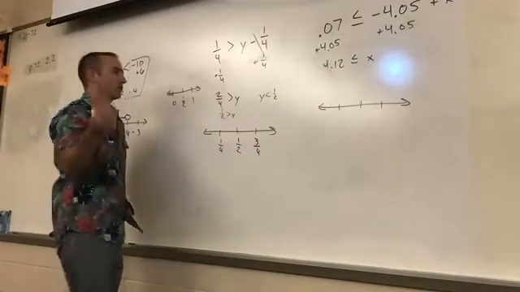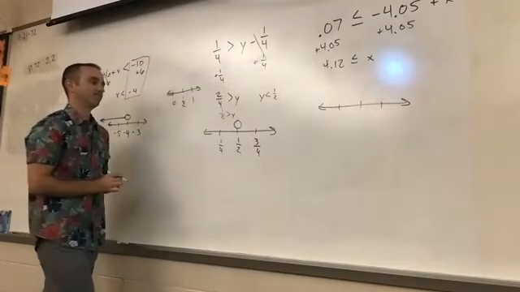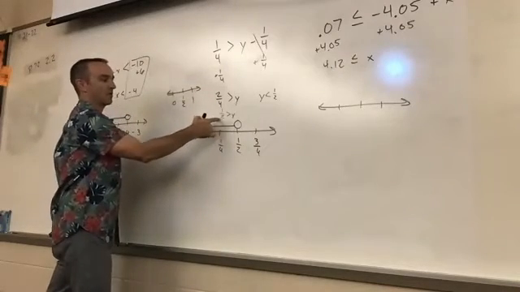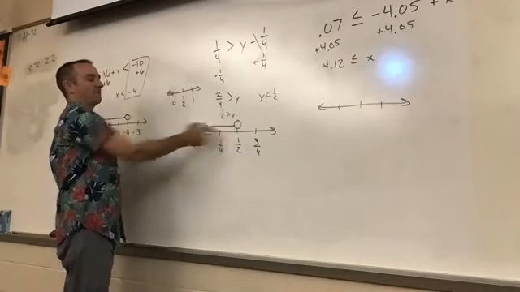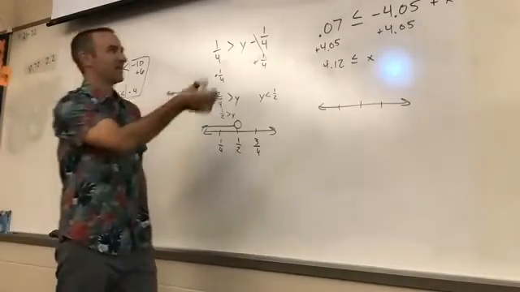All right, open or closed circle? Open. Arrow to the left or the right? Left. Y is smaller than 1/2, right? Y is smaller than 1/2. My arrow is pointing to the smaller side. Okay. Over here, we add the 4.05.